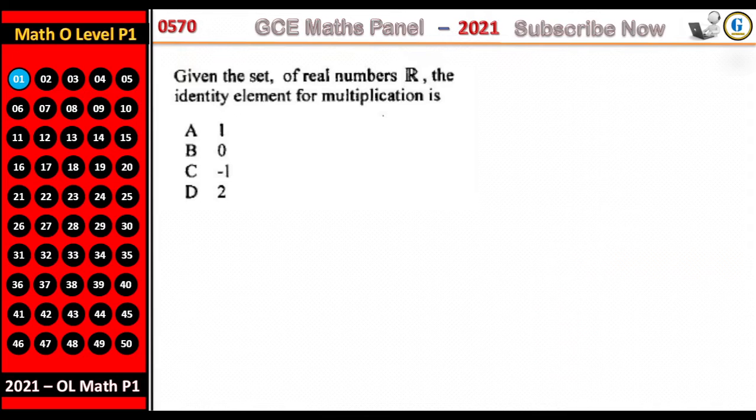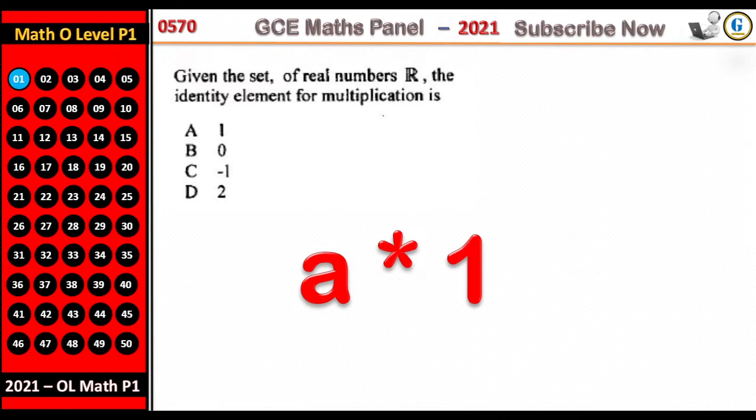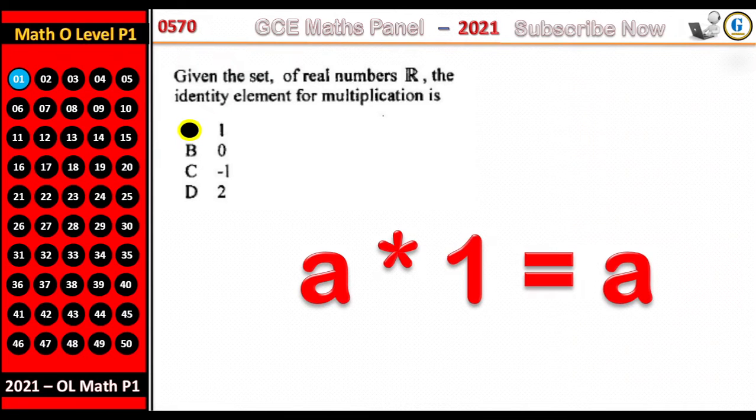So we begin, guys, with this first question. Given the set of real numbers R, the identity element for multiplication is... The identity element is that number that when you multiply with any other number, it leaves the number unchanged. And the multiplicative identity element in R is 1. Any number multiplied by 1 leaves that number unchanged. A times 1 is equal to A. So it therefore means the identity element here is 1. The key is A.